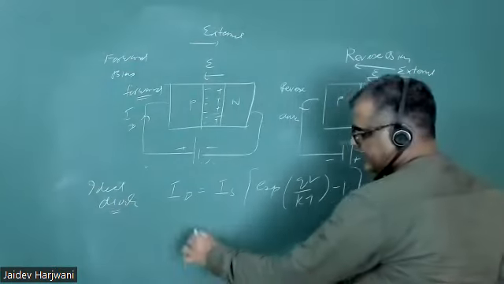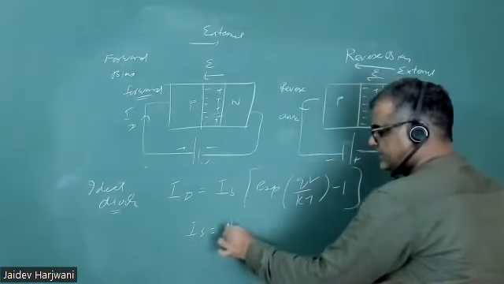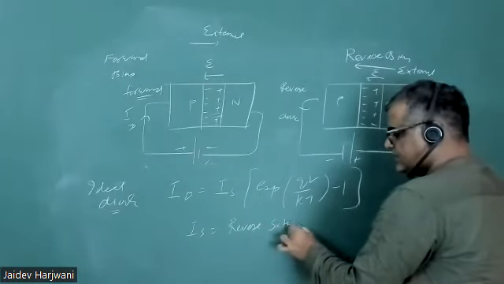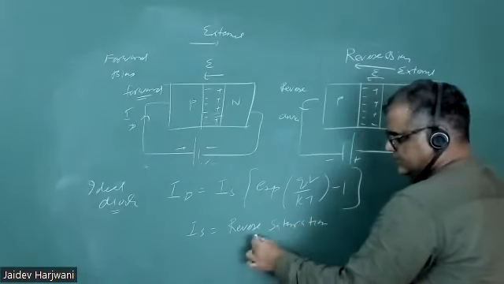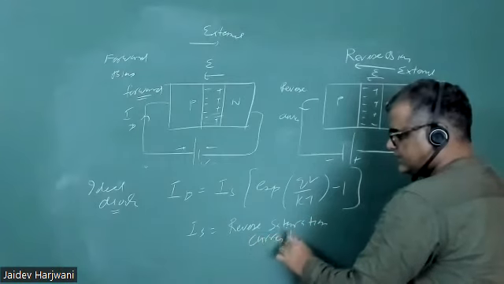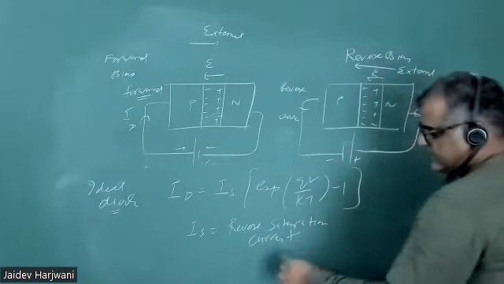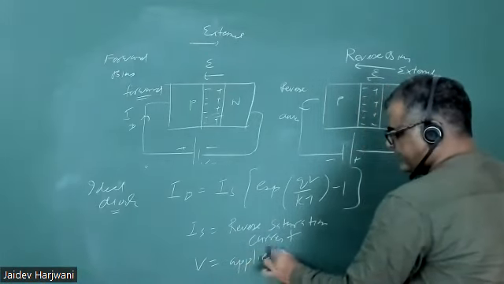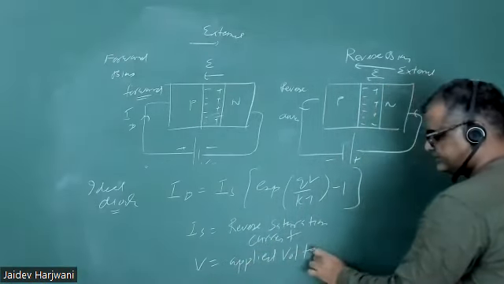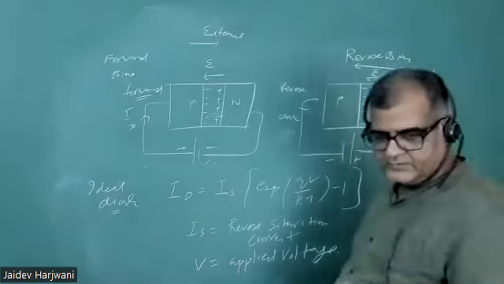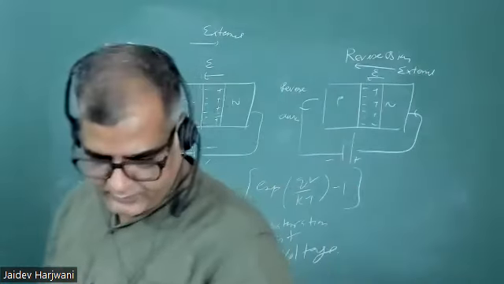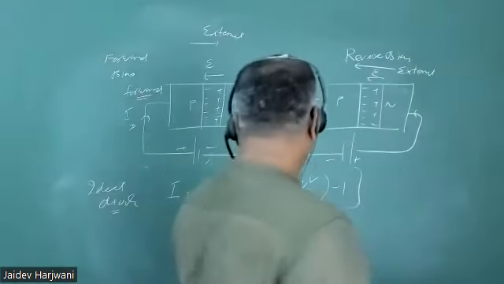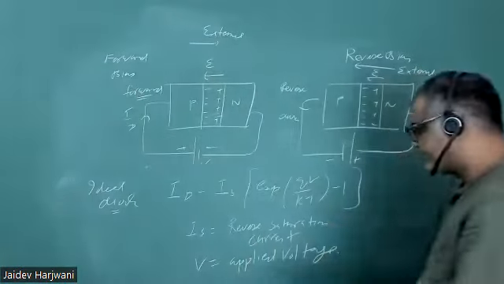Where IS is your reverse saturation current, V is the applied voltage. After that, what is written, sir? QV upon KT, temperature.